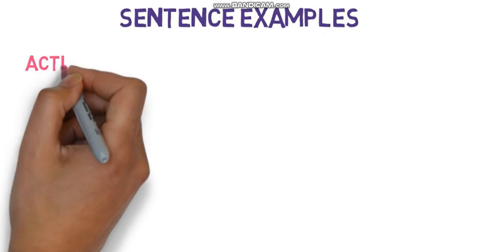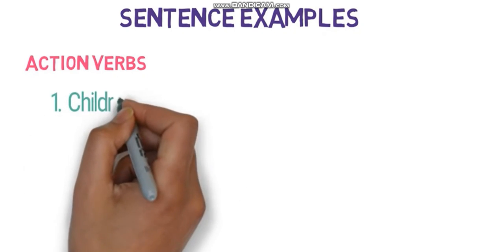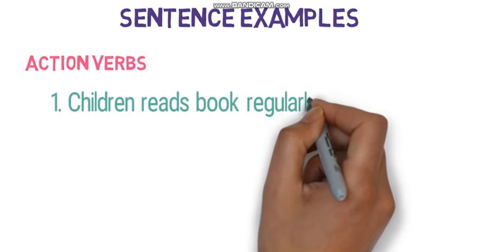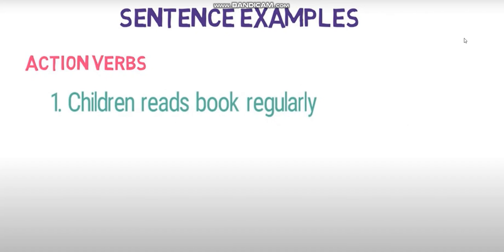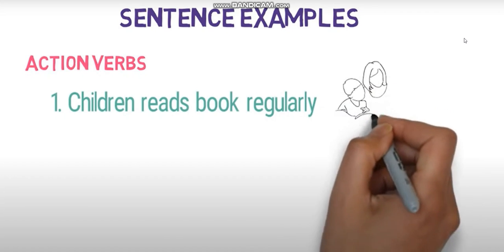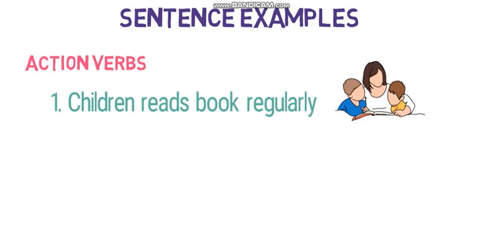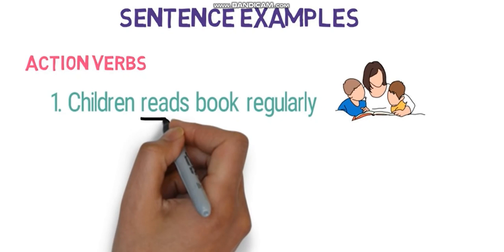Let's look into some sentence examples of them. First, let's see action verbs. First, children read books regularly. So students, identify what is the verb over here. What is the action in this sentence? Reads. Exactly. So read is an action verb. What is the action performed by children? It is reading. So, read is an action verb.